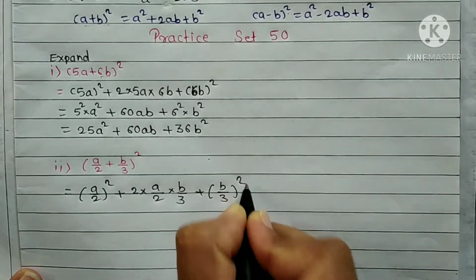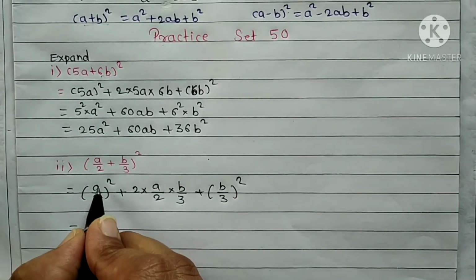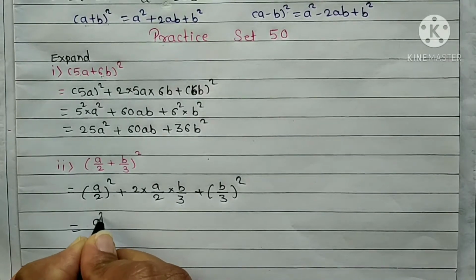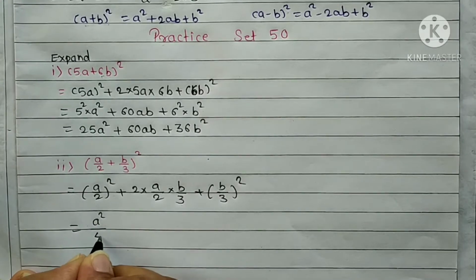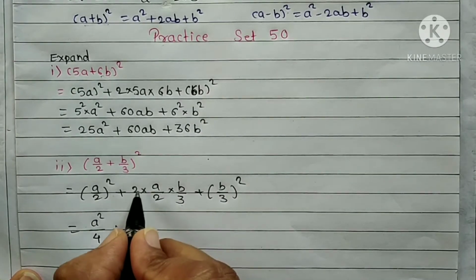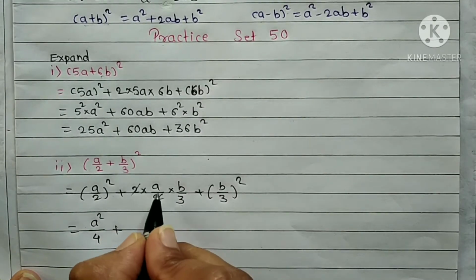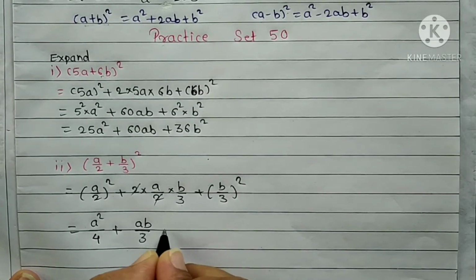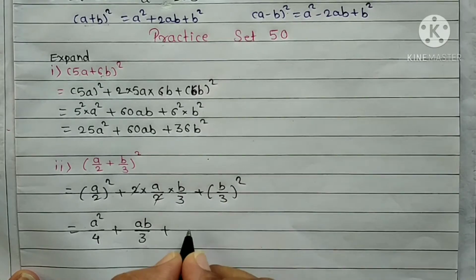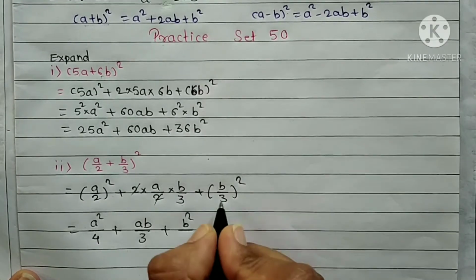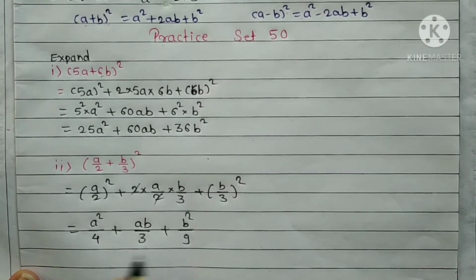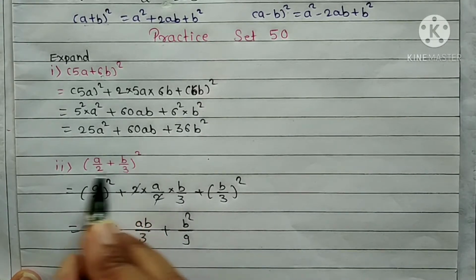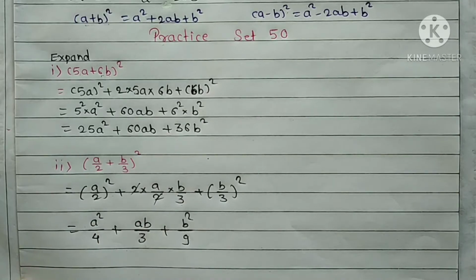(a/2) whole square means a square upon 2 square, and 2 square is 4, plus here the 2 gets cancelled, and a into b is ab upon 3, plus (b/3) whole square, that is b square upon 3 square, which is 9. This is the expansion of (a/2 + b/3) whole square. Now see the next example.